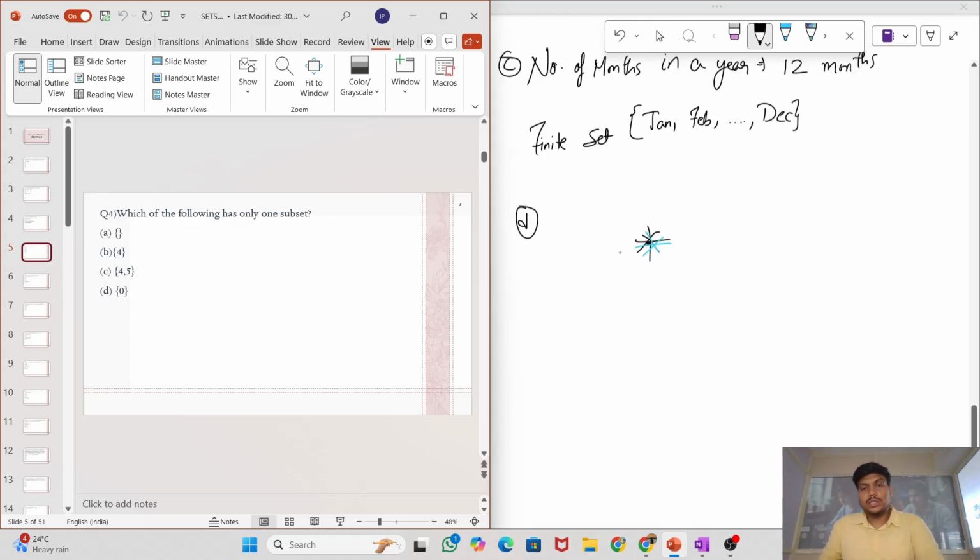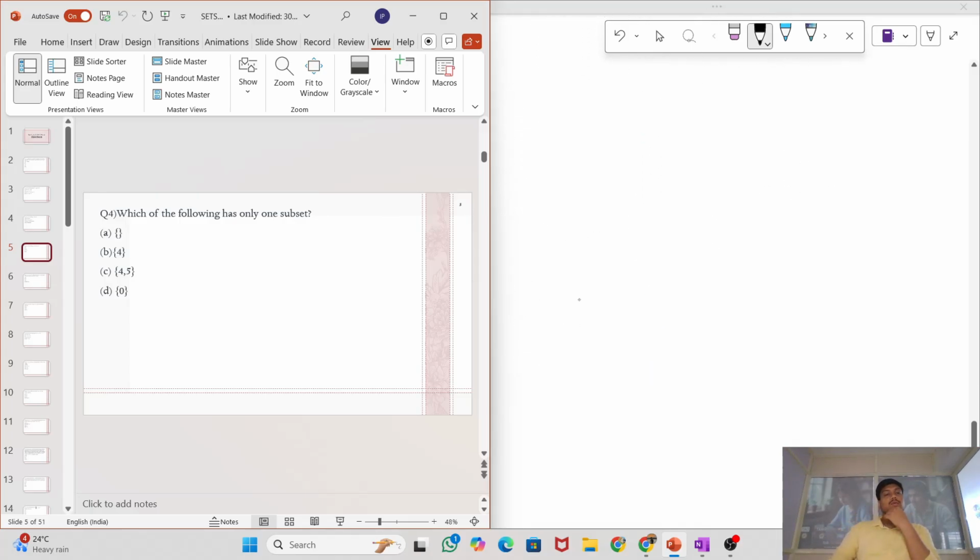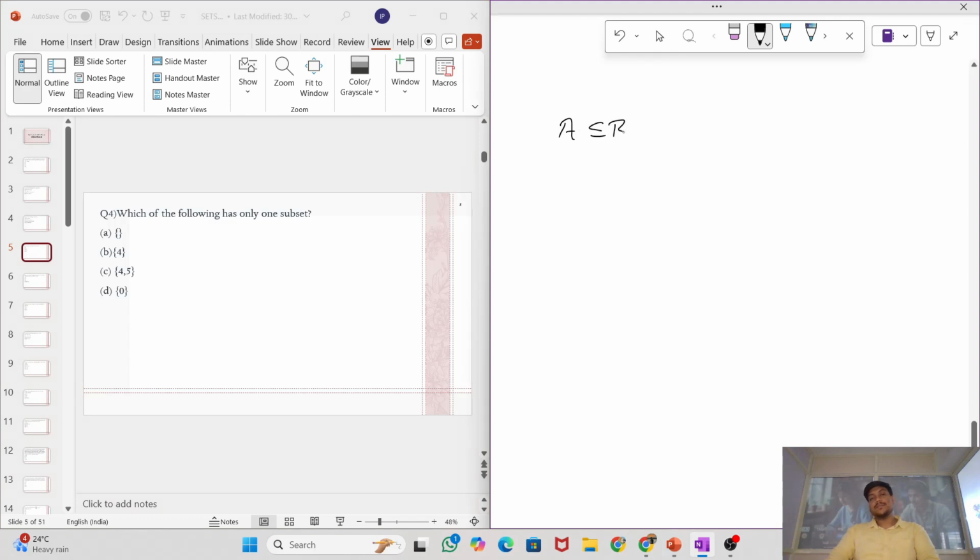Let's move on to the next question. Question number 4. They are asking you which of the following has one subset. What is a subset? If I say A is a subset of B, then for every element which belongs to A, it implies that it also belongs to B. Every element of A is also an element of B. Now we are asking you which of the following has only one subset.